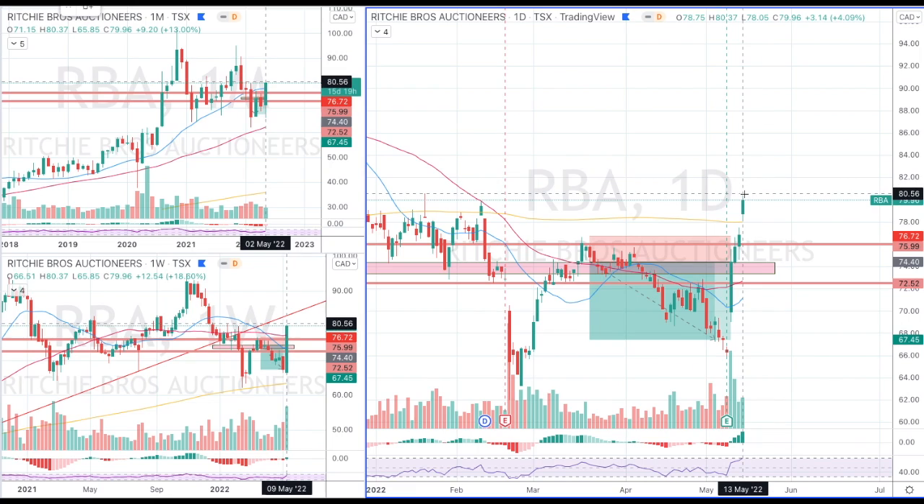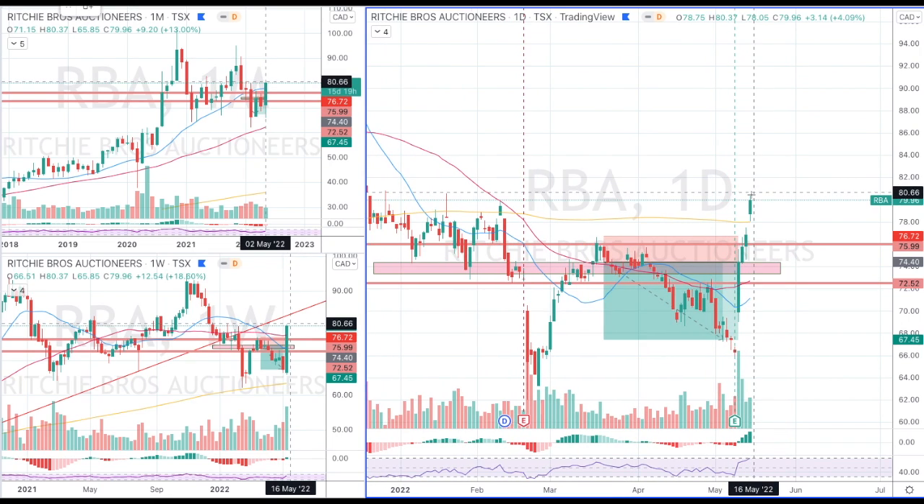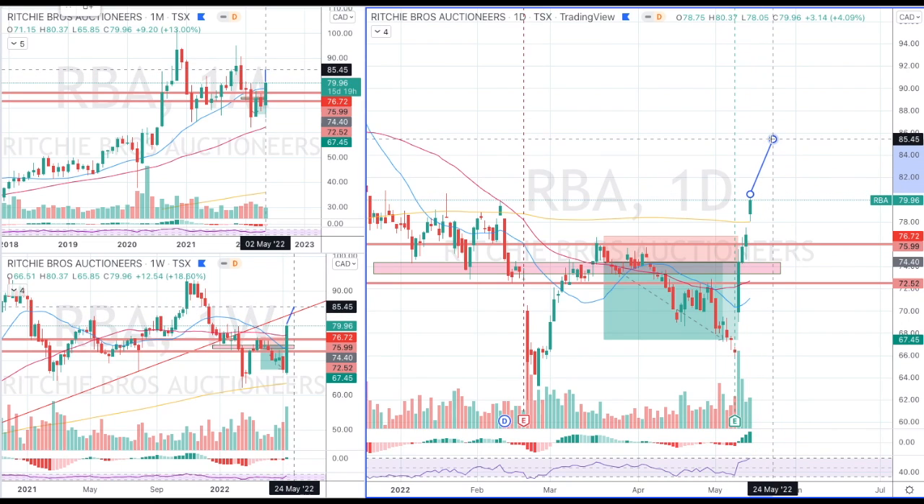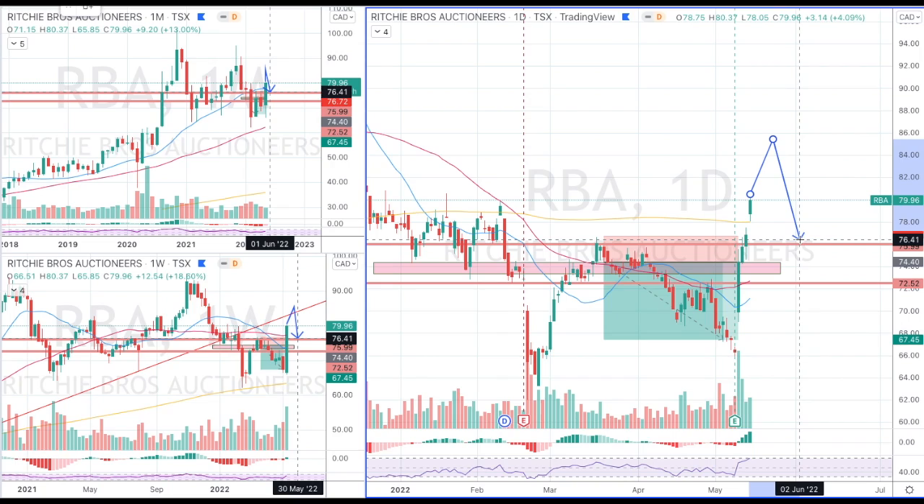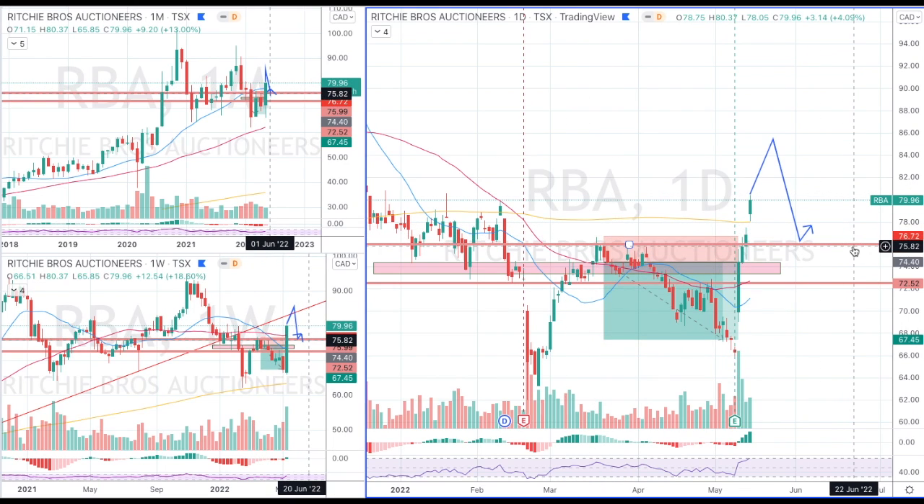Something that would make me very interested in entering this stock long would basically be a little bit more of an extension towards the upside, a reversal down to here, and then we'd be basically looking at the entry at this point right here. This would be a perfect retracement area to this support level, which would be at this pivot around the $76 area.